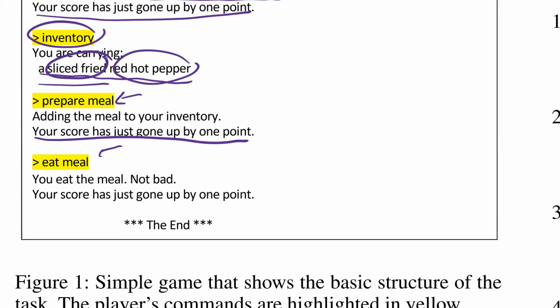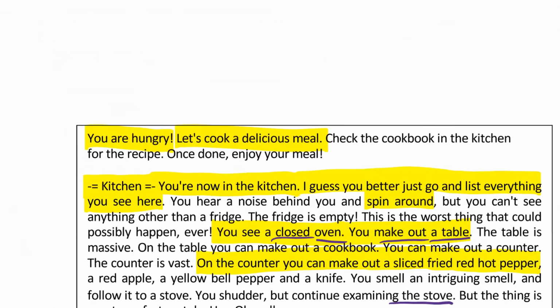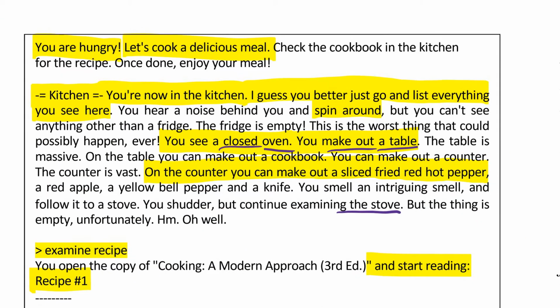For example, there are different rooms. You may have noticed here you're in the kitchen, but there could be other rooms, and you start in a random room. You also need to navigate through the rooms. The doors to the rooms could be closed, and then you need to open them, and so on.